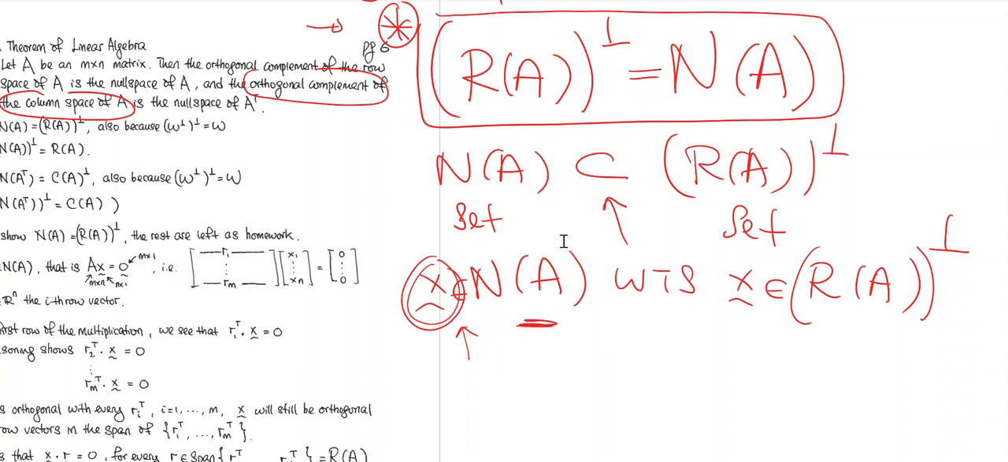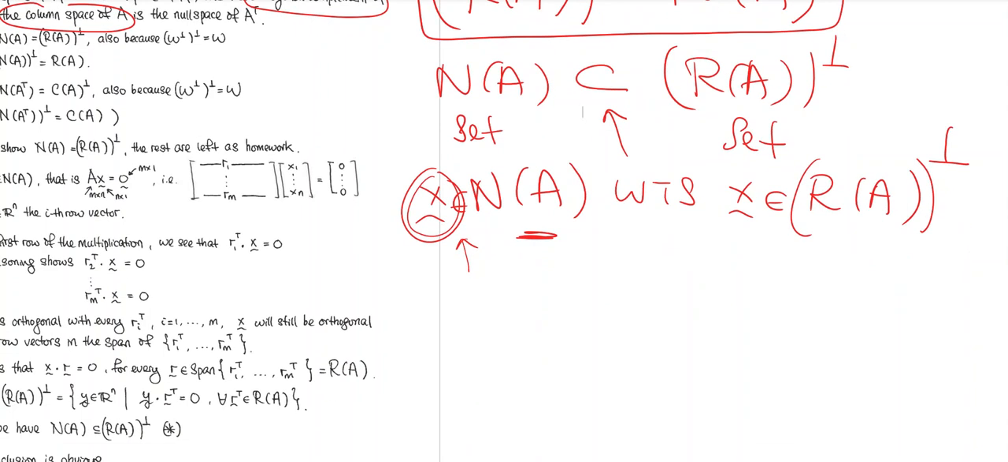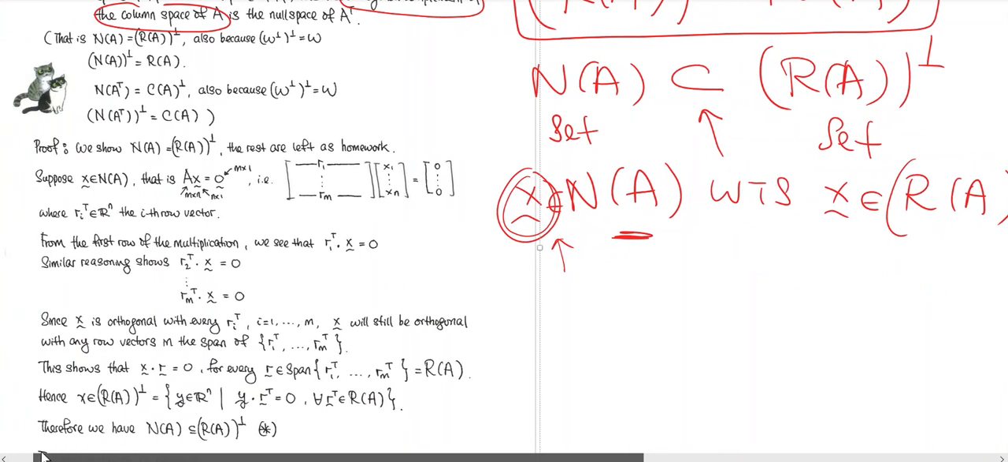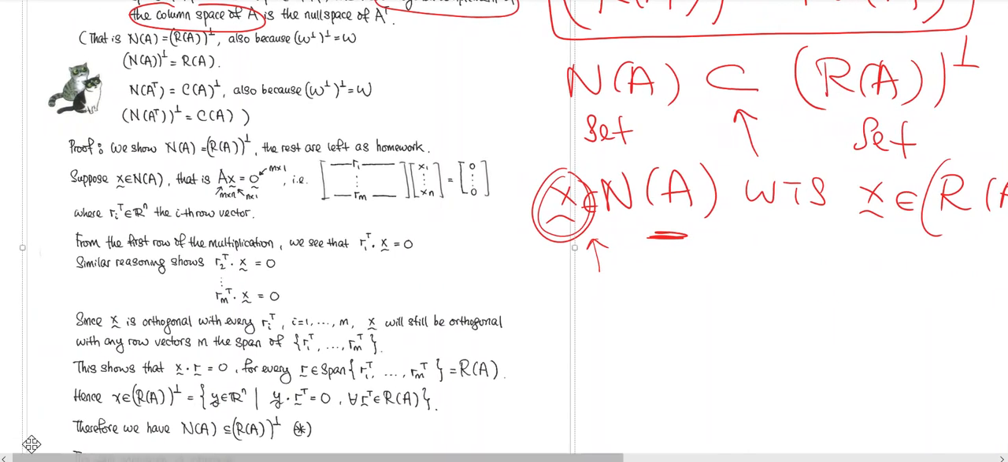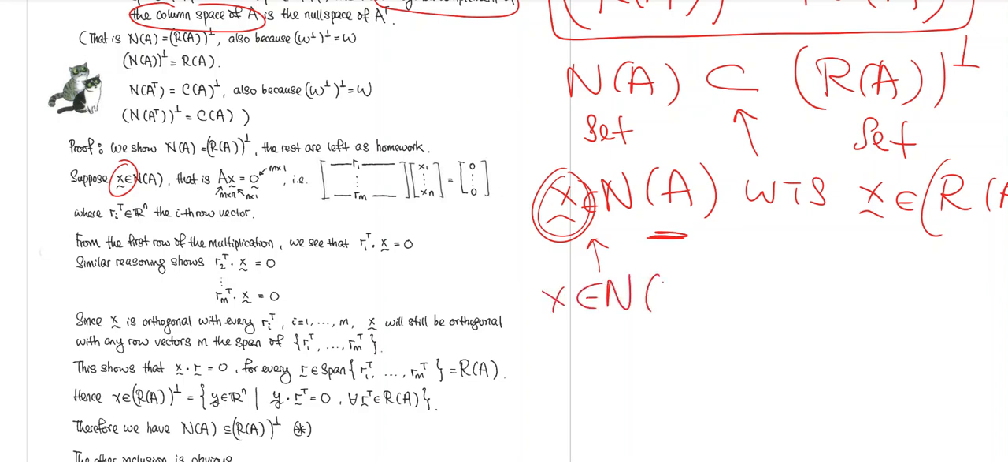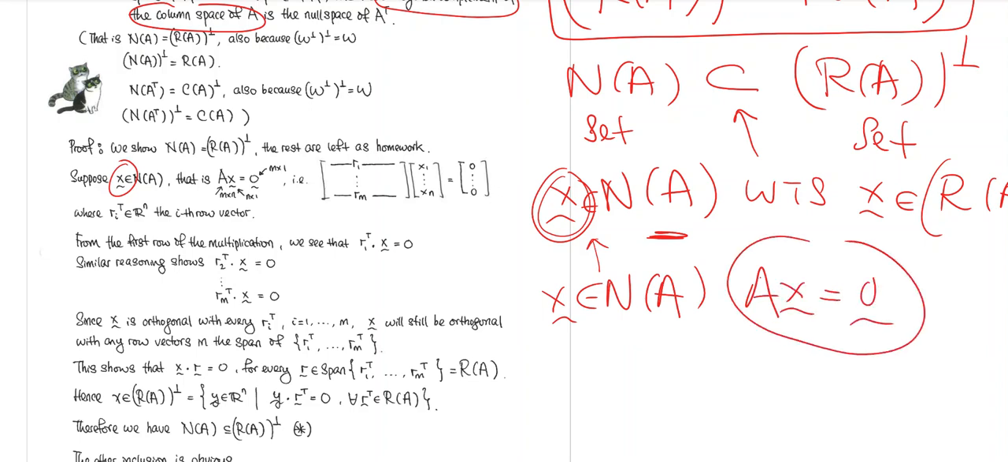All right, so we are going to do just that. Now, let's take an element x that is in the null space of A. What does it mean? If x is in the null space of A, then we know that A of x will be equal to 0. That's the definition of a vector being in the null space of A.